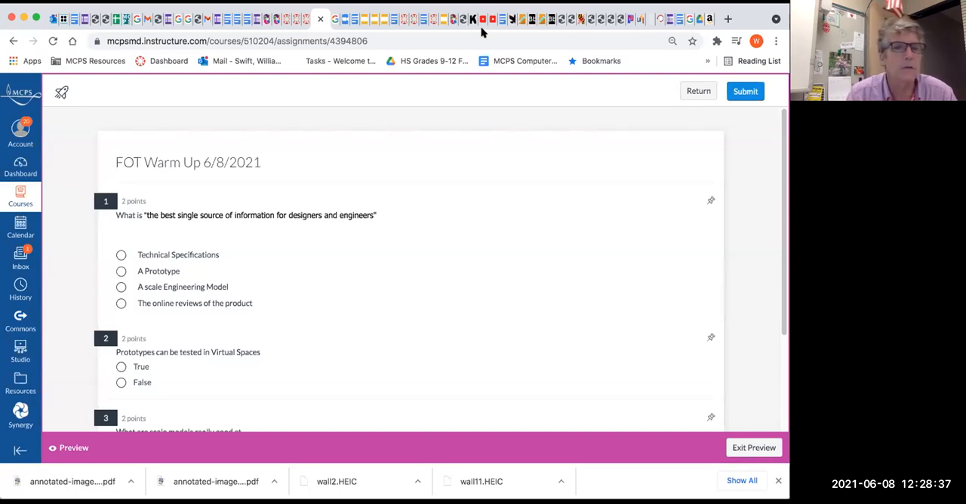A scale model just shows you what it looks like. It is not fully functional. A prototype should be fully functional. The online reviews of a product, like I say, come out after the product is finished, so they don't help in the design process. Okay, question 2.